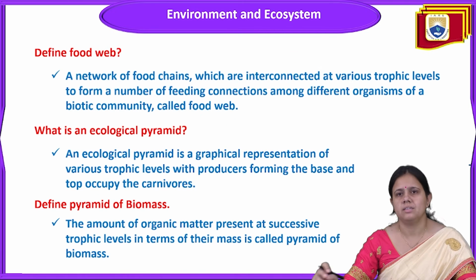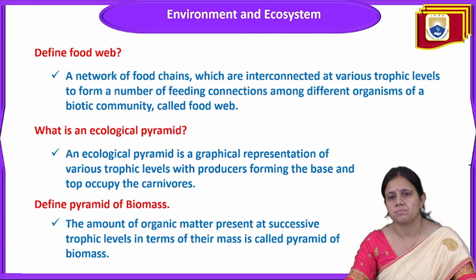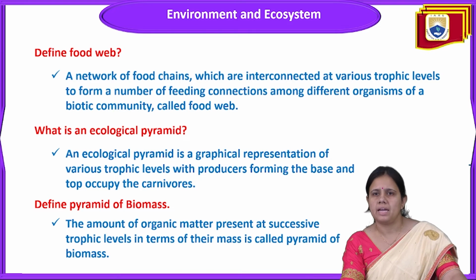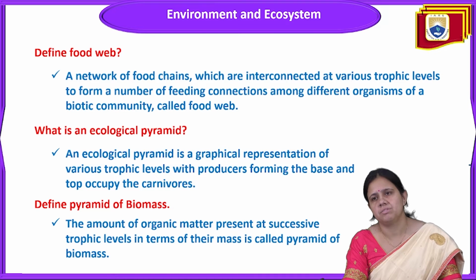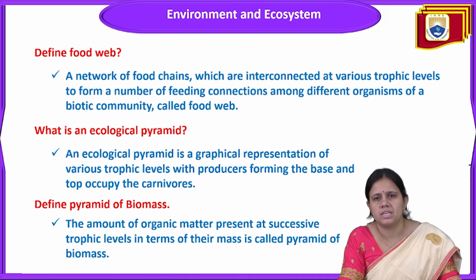Now comes the next slide, which is about defining the food web. A food web is a network of food chains. When lots of food chains are involved, we call it a food web. It is a network of food chains interconnected at various trophic levels, forming a number of feeding connections among different organisms of a biotic community. This is called a food web. These are very common questions asked in examinations.